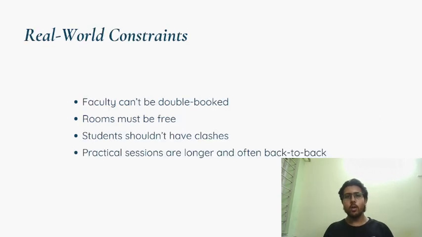There are many real world constraints. For example, a faculty can't teach two subjects at once. A room can't host two lectures at once, and students cannot attend overlapping lectures. Practicals add another twist. They are often long and should be scheduled together.